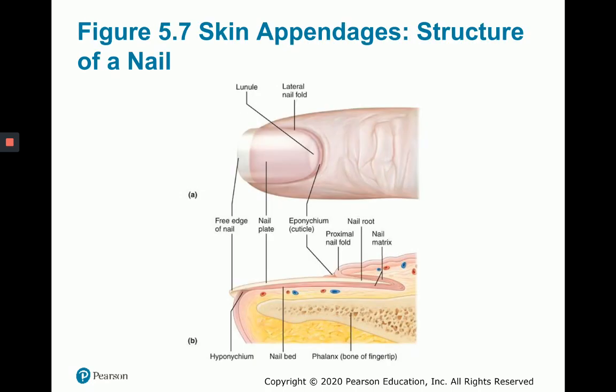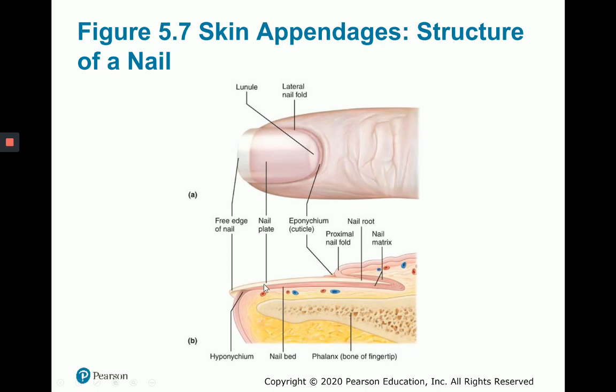So let's look at an image showing you these structures. Let's start with the top. So lunule or lunula is a crescent-shaped region close to the eponychium. The eponychium is going to be the cuticle. Then you have lateral nail folds or pieces of skin that fold over the nail plate, which is usually pink in appearance, and you have the free edge of the nail, which is what you cut. Under the free edge of the nail is the hyponychium, which is the region where dirt can accumulate.